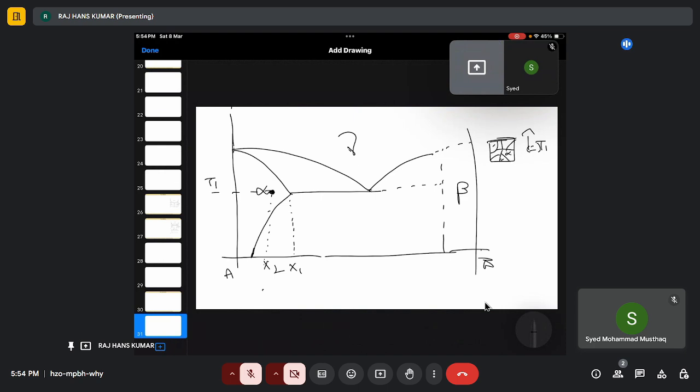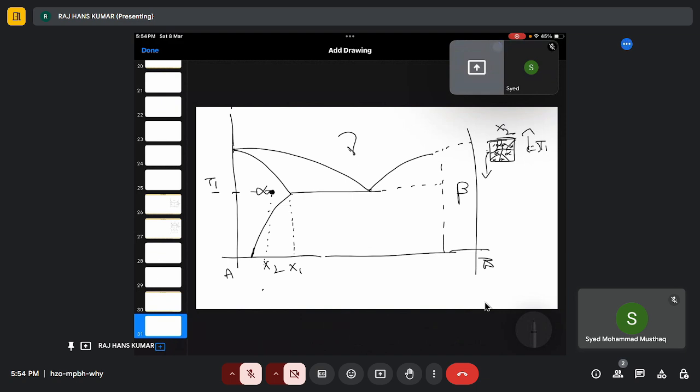Let's say we have alpha everywhere, okay? To form a single alpha phase everywhere, to form a homogeneous solution of alpha phase. That is what we try to do, homogenization. Now what I'm trying to do is cool it down, right? I'm at T1, composition X2.